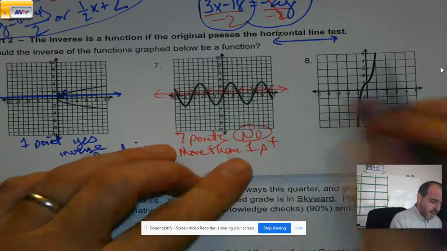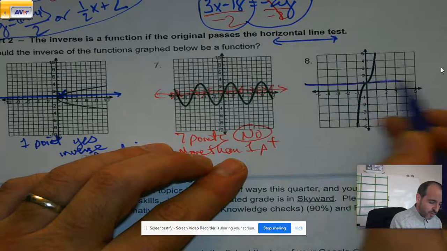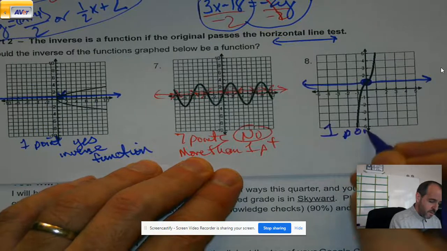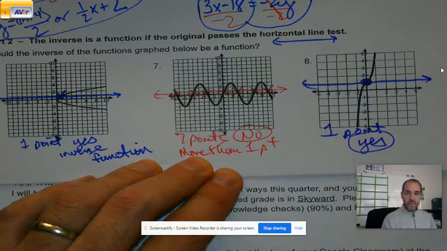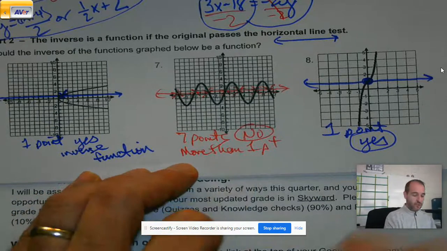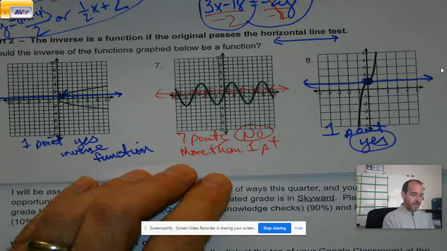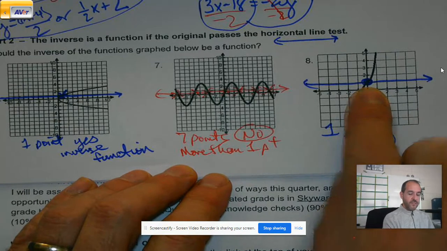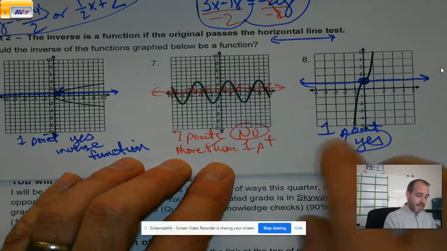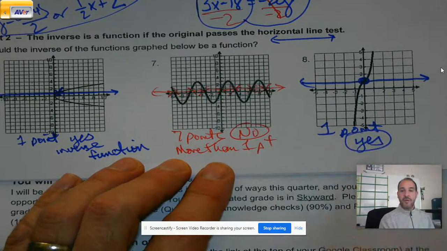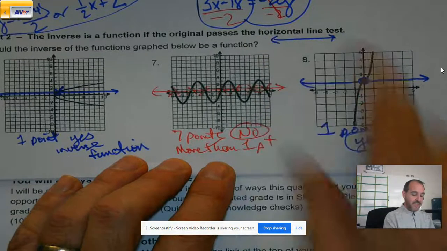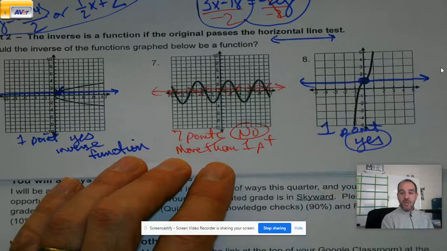And then finally, you probably can tell in this last one, and again, just somewhere near the middle. Here's my 1. So let's just say there happened to be a question, maybe on a slide in the future, that says, hey, is the inverse of this a function? Yes. Why? Make sure you can explain with, it only passes through 1 point, so it passes the horizontal line test.